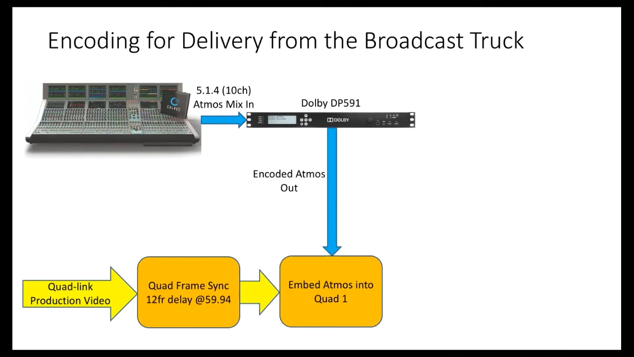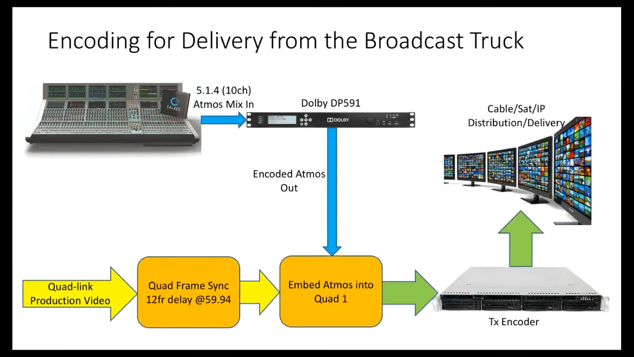That encoded Atmos signal output would then need to be married to video. Now, video needs to be delayed by 12 frames because that's the latency through the 591 encoder. And then that encoded Atmos data stream is embedded into quadrant 1 of the quad-link 4K signal. And then that runs through a transmission encoder and is relayed to your cable and satellite distribution partner.